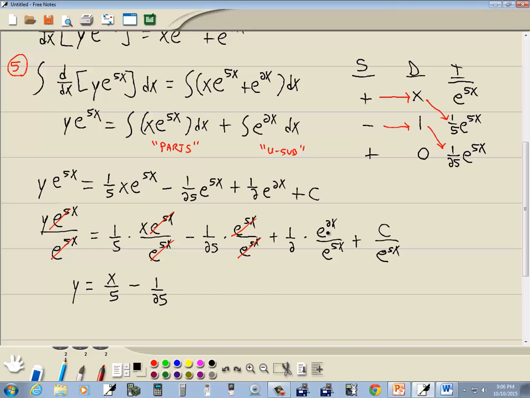And here, if you got e to a power over e to a power, you subtract the smaller exponent from the larger one. 5x minus 2x is 3x, so we're going to have e to the 3x where our larger exponent was, which is on the bottom. So this is plus 1 over 2e to the 3x, and plus c e to the negative 5x.